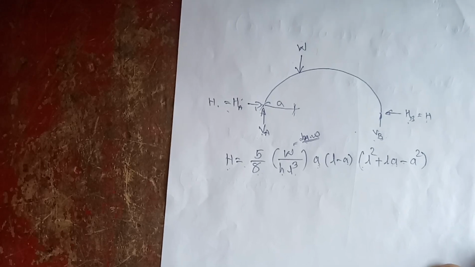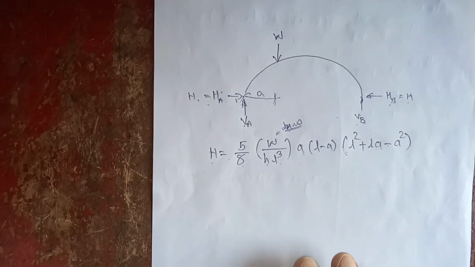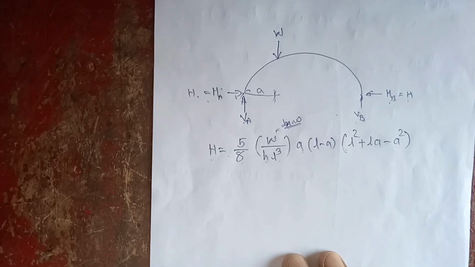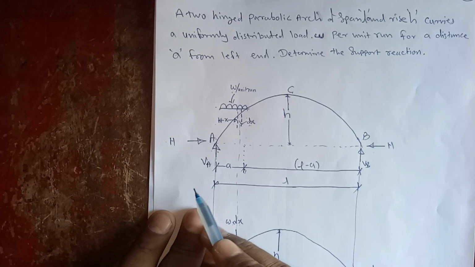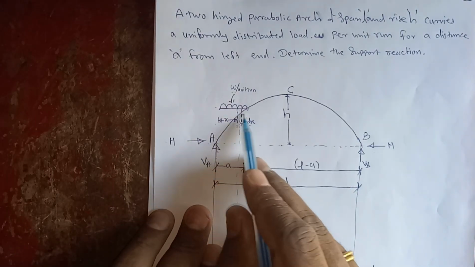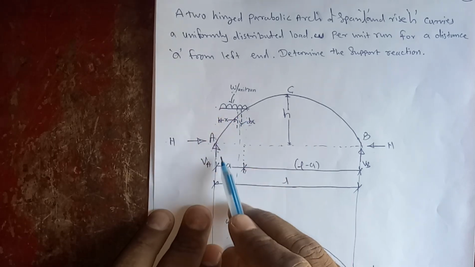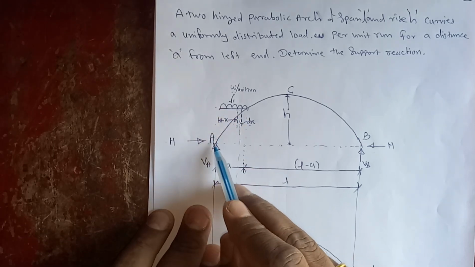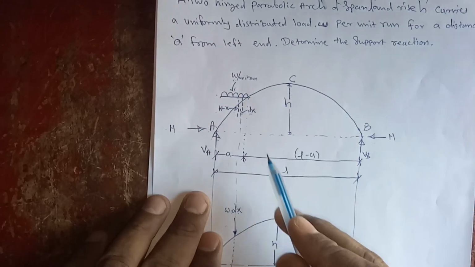So now we'll see how we can use this formula or this equation to solve some more complicated load like a UDL. So now assume that there is a two-hinge arch of span L, and then there is a UDL of intensity W per unit run, and it is acting over a length of a from, say, support A. Then in that case, how can we use this formula?